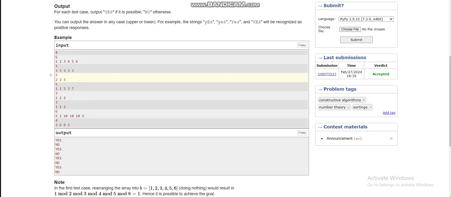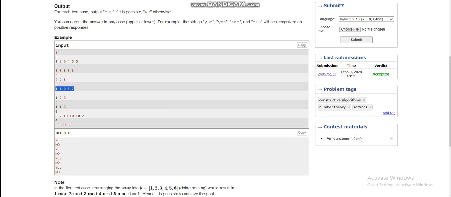But I am thinking that if GCD is 1, the answer will be yes, and otherwise the answer will be no. But in this case the GCD is 1, but the answer is no. So that approach also breaks here. So we have to think about something more.